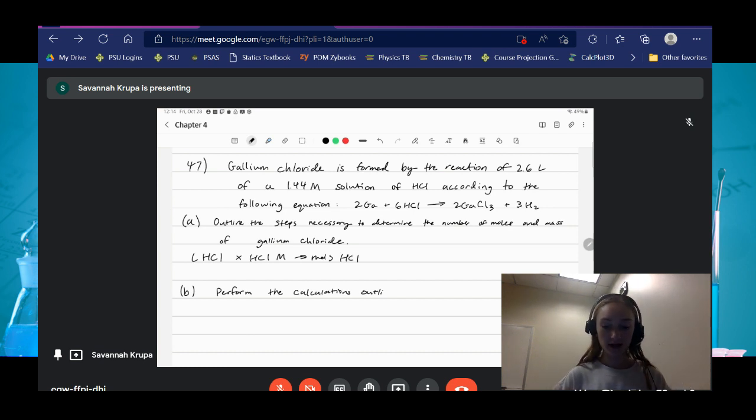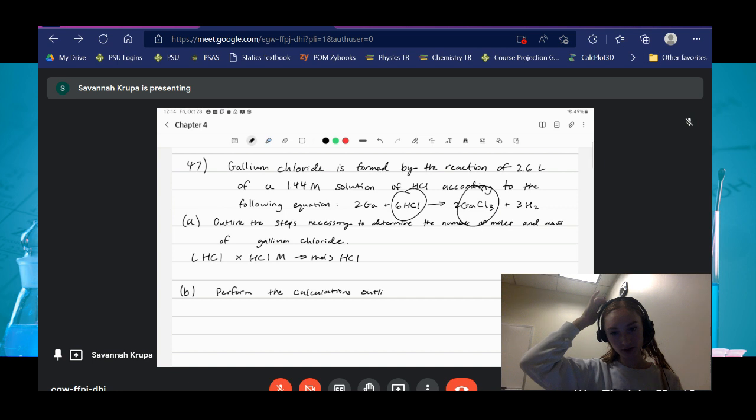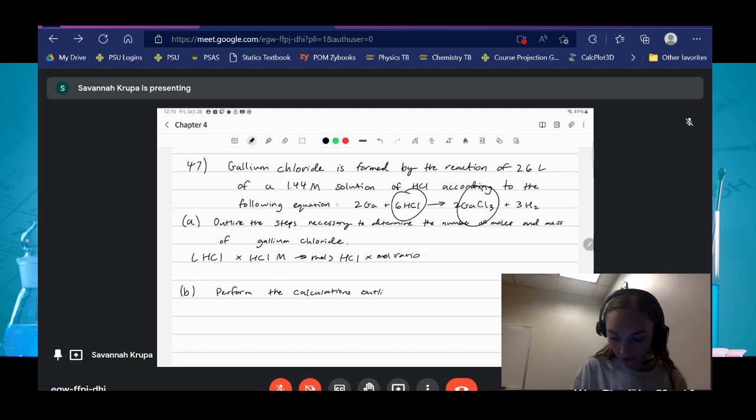And then since we have HCl on the left, but gallium chloride on the right, we're going to look at the mole ratio to convert: for every 6 moles of HCl, we're going to get 2 moles of gallium chloride. So that's going to be our next conversion. So we're going to use the mole ratio to gallium chloride. So that will get us moles of gallium chloride. That's one of our first answers because it asks us for the number of moles.